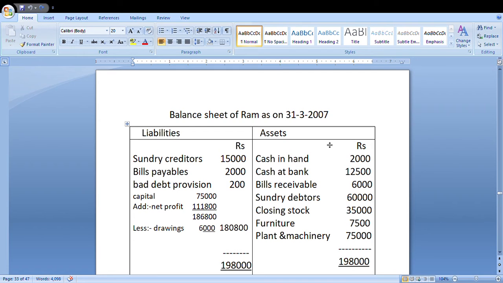The balance sheet has two sides. Balance sheet of Ram as on date. One side is liabilities, another side is assets. Liabilities are on the left hand side, assets on the right hand side. Any liability enters this side, any asset item enters this side. Finally, all assets and liabilities are equal, no variation. Any variation, our problem has an error.